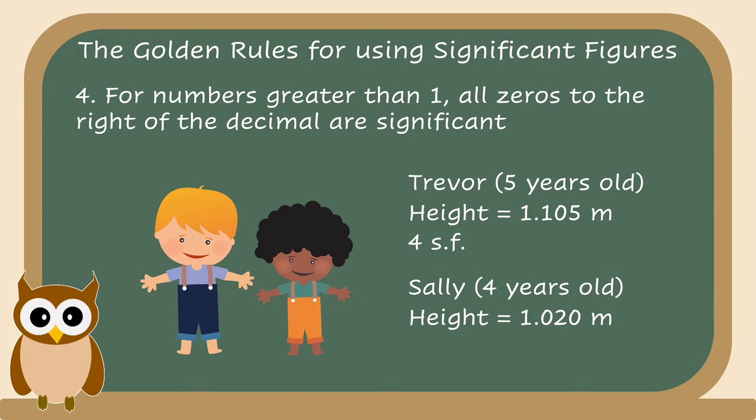Because these are numbers greater than 1, the zeros to the right of the decimal are significant, so for Trevor, 1.105 is 4 significant figures, and for Sally, a height of 1.020 is also 4 significant figures.